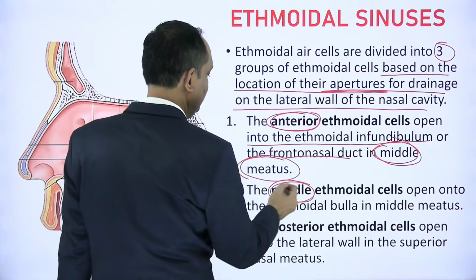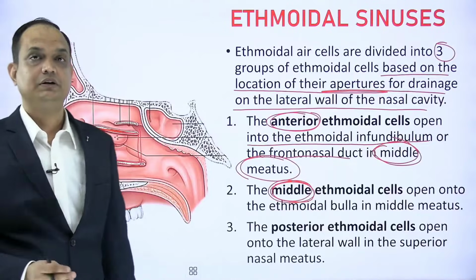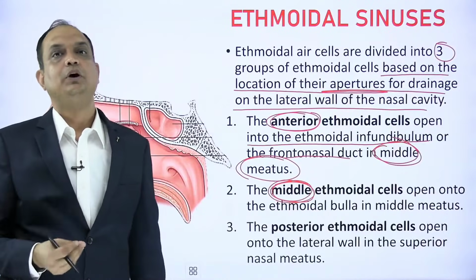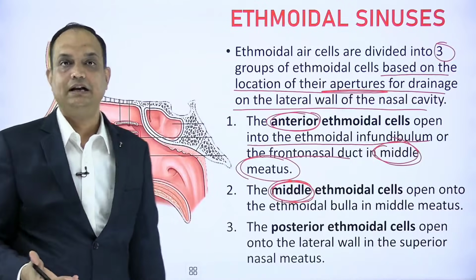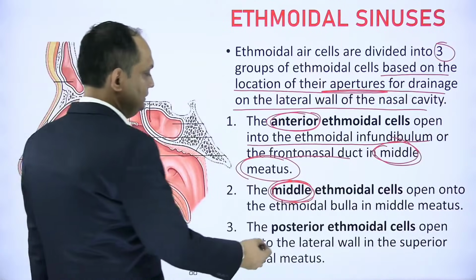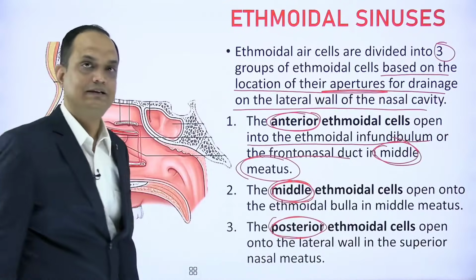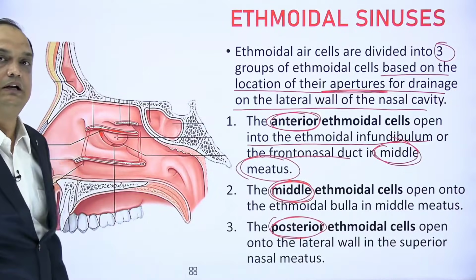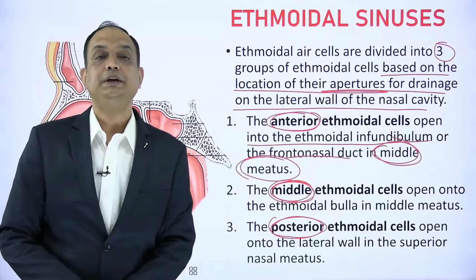Now the middle ethmoidal cells are going to produce a projection, known as the ethmoidal bulla, and these middle cells will open on the bulla itself. Then the third set is the posterior ethmoidal cells. Now these posterior ethmoidal air cells are going to open in the lateral wall, in the superior meatus.